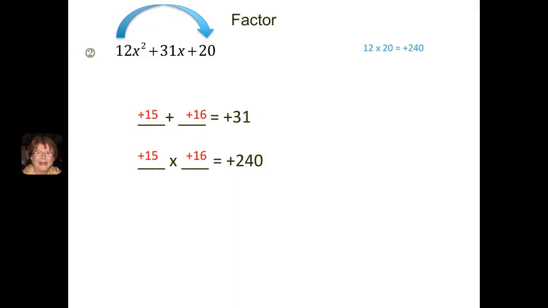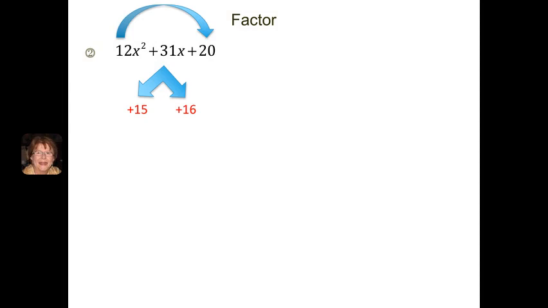Always verify after you find those two numbers. What do you do after that? Remember, we're going to decompose the middle term using those two numbers, 15 and 16. If we're going to decompose the middle term, you've got to put 15x plus 16x. That is the same as 31x. We've created a grouping method.